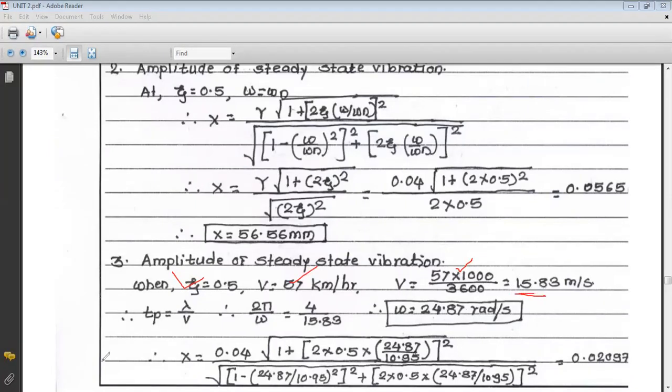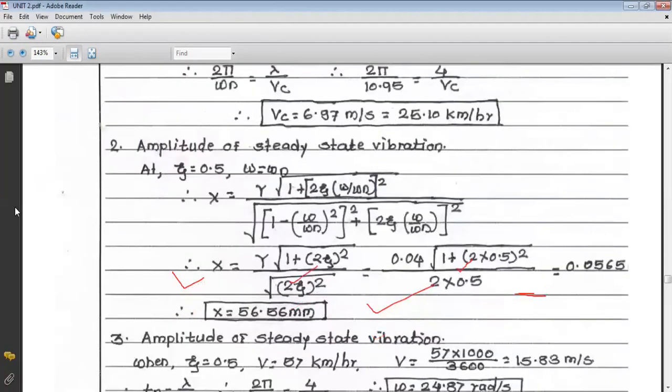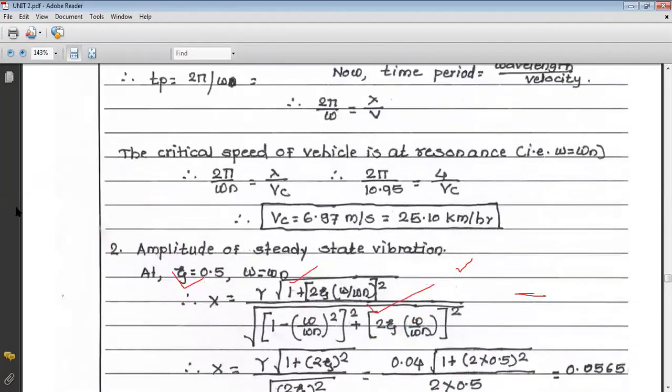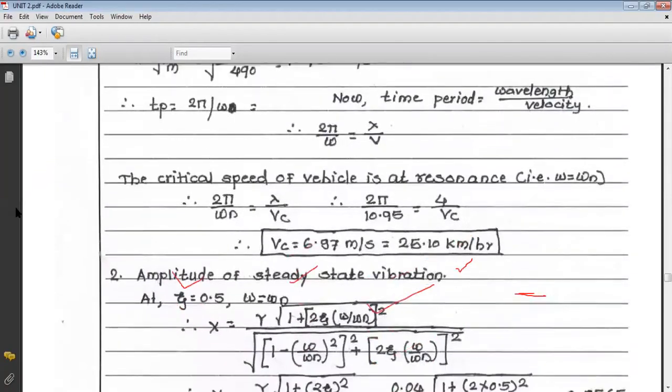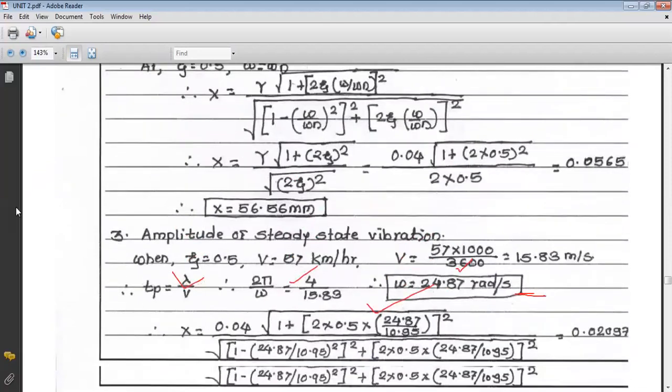And we know that Tp is equal to lambda upon V, that is 2 pi upon omega is equal to 4 upon 15.83. So from that we get the value of omega. What is that value? 24.87 radian per second. And we know the value of omega n. Now what is the value of omega n? So omega n is 10.95 and this value of omega is 24.87.